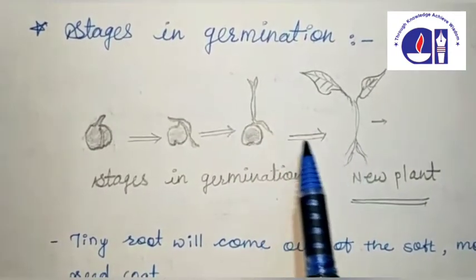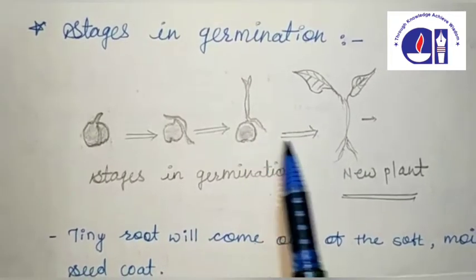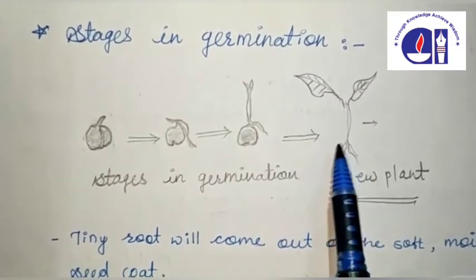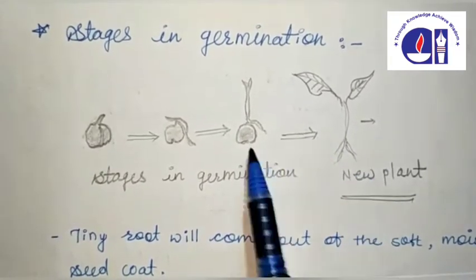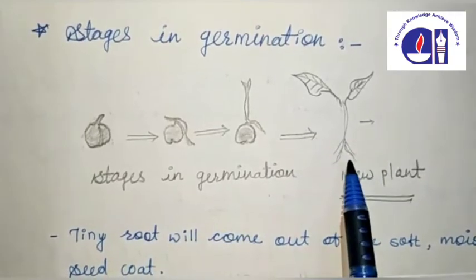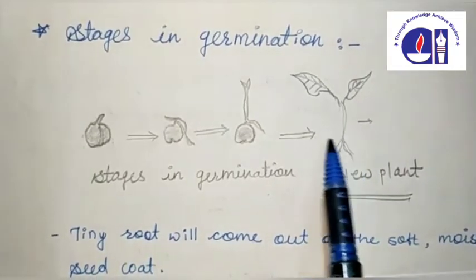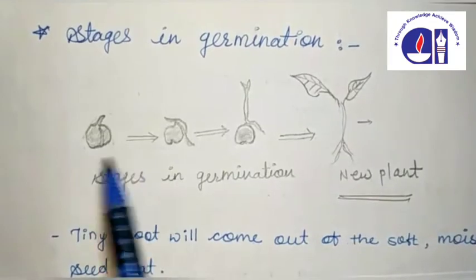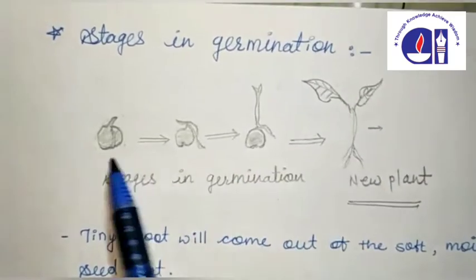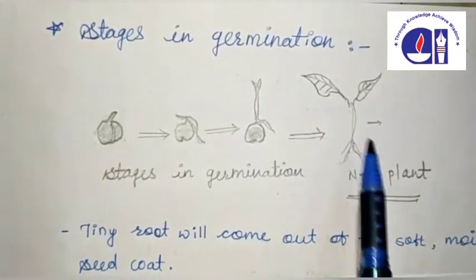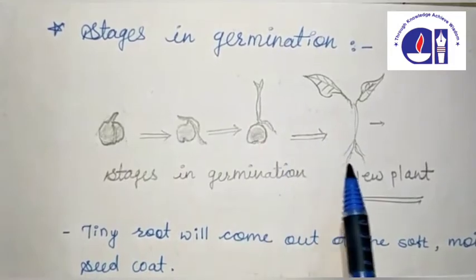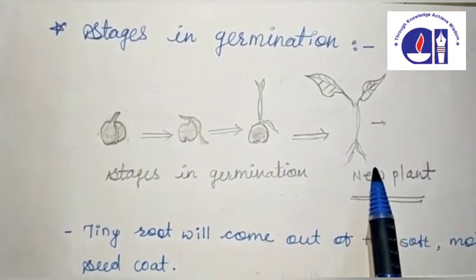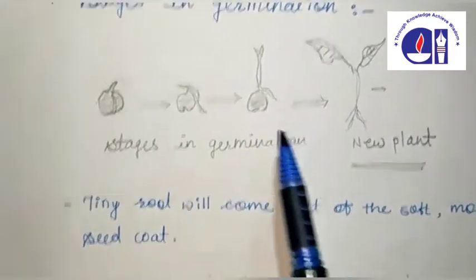And again this seed grows into a new plant, or we can say the seedling starts, which is nothing but the new plant growing from the seed. So these are the stages in germination. We will see them one by one.